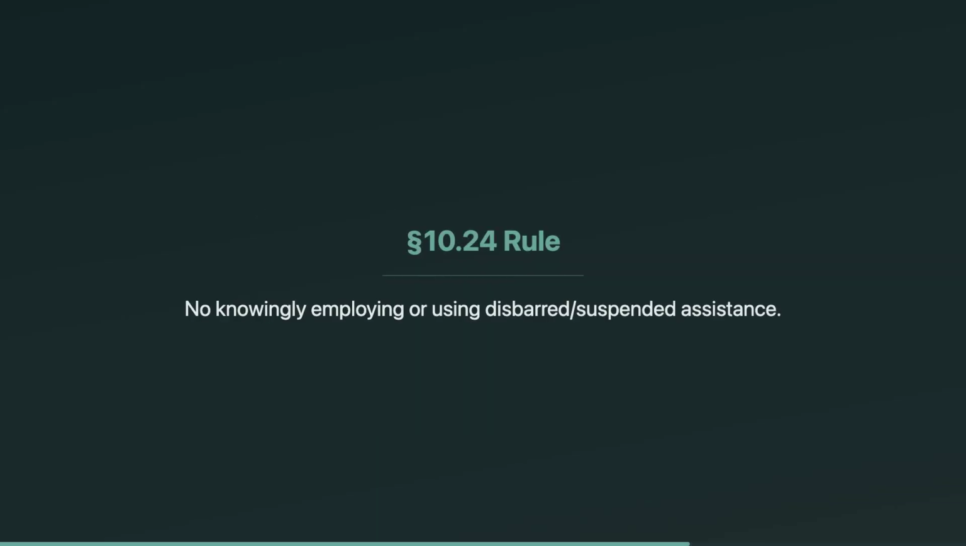Another easy-to-test prohibition is Section 10.24. You can't knowingly employ or accept assistance from someone who's suspended or disbarred from practice before the IRS. And here's the part students miss. It applies even if that person isn't signing returns or talking to the IRS. If you know they're disbarred and you still use them in your tax practice, that's a Circular 230 problem.